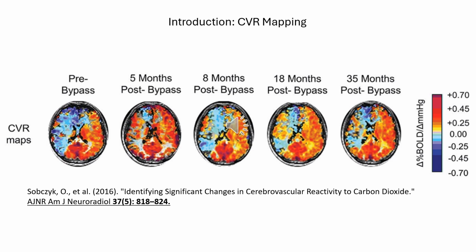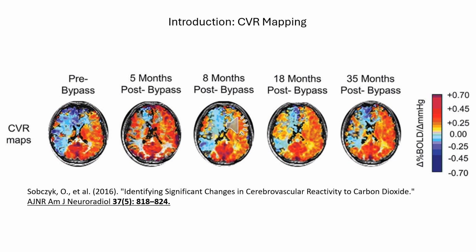A commonly used assessing metric is the change in blood flow per change in the partial pressure of arterial CO2 tension, calculated by linear regression. It's called the Cerebrovascular Reactivity, or CVR for short. Voxel-wise maps of CVR can be used to assess vasodilatory ability and cerebrovascular health.